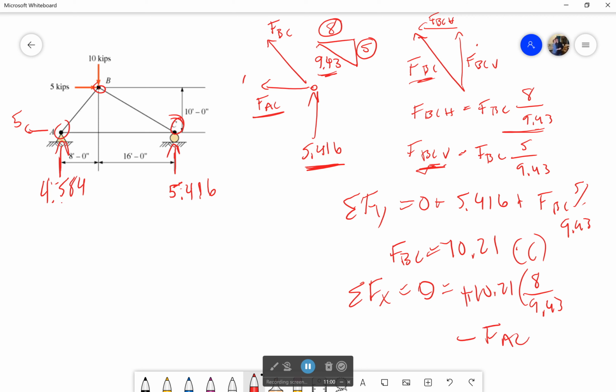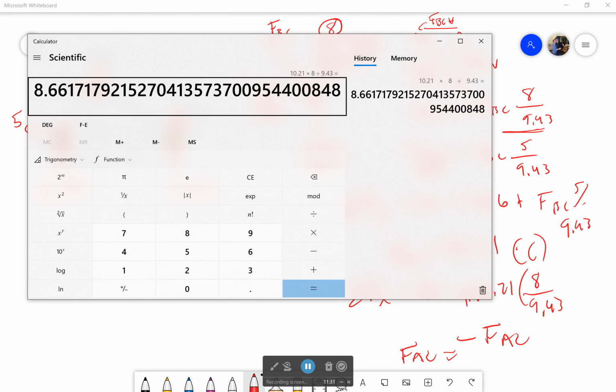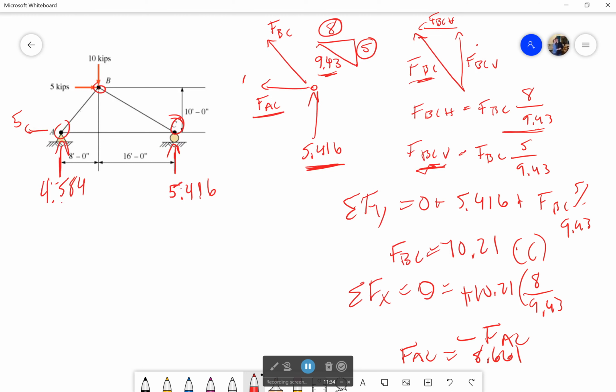Now be very careful here. It's pointing in the negative direction, and it is a negative number, so they cancel out in this case. It might seem kind of weird. If you want to, you could have reversed your arrow just to make things a bit simpler on yourself. And so now I solve for force AC. That's going to be equal to 10.21 times 8, and then divided by 9.43. 8.661. Okay, 8.661. And that'll be in tension because it's positive.